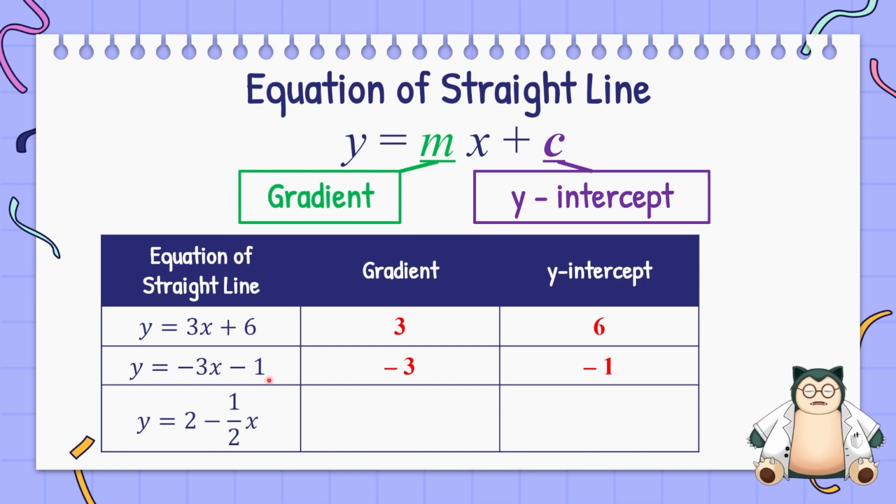For the last example, it's a bit tricky because I swapped the position of the y-intercept and gradient from the usual positions. Let's take a look at the coefficient of x.